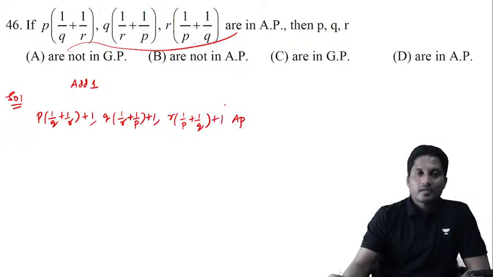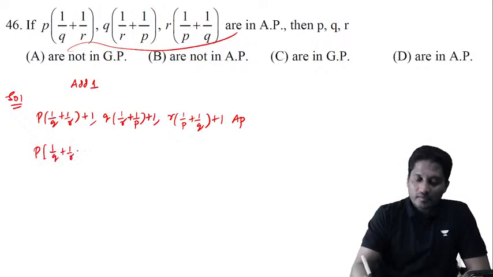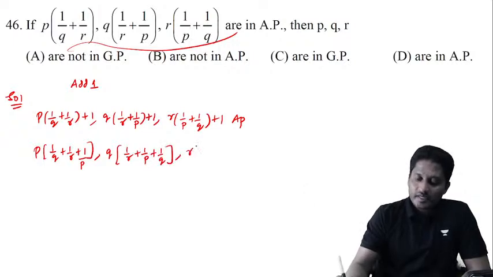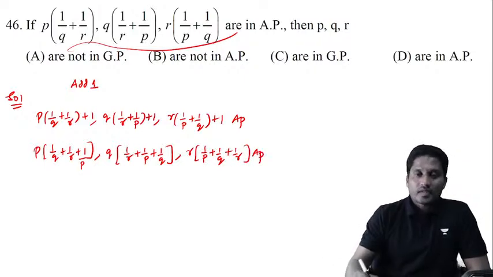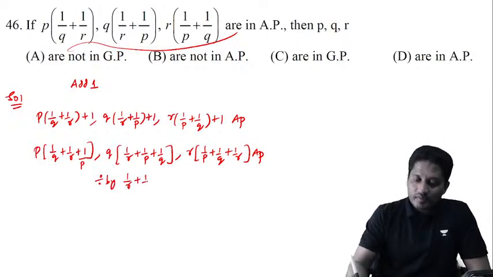If I take P common, you get 1 by Q plus 1 by R plus 1 by P, sorry. Here if I take Q common, you get 1 by R plus 1 by P plus 1 by Q. Again if I take R common, you will get 1 by P plus 1 by Q plus 1 by R. This is still in AP. Okay, I'm going to divide by 1 by R plus 1 by P plus 1 by Q. So this means that P, Q, R are in AP.